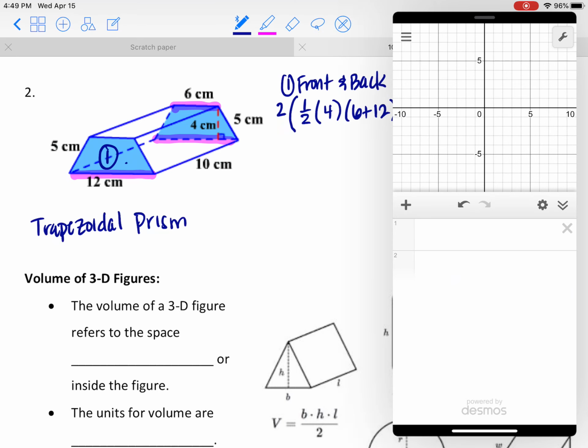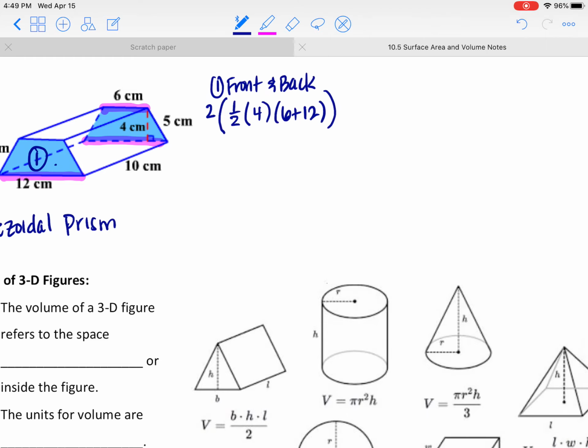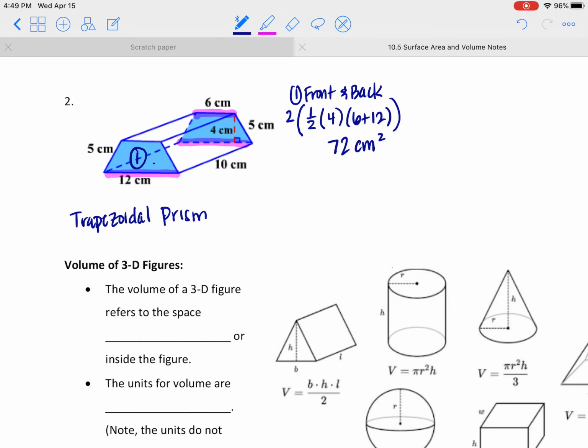So I can write it again, or just say, let's take this whole thing and multiply by 2, and then if you want to, you know, put it in your calculator, that's totally fine. So we got 2, and then we got 1/2, and then we have a 4, and then a 6 plus 12, and all together that's going to be 72. So 72 centimeters squared for the trapezoids. Okay, now let me get rid of all that. So that was the front and the back.